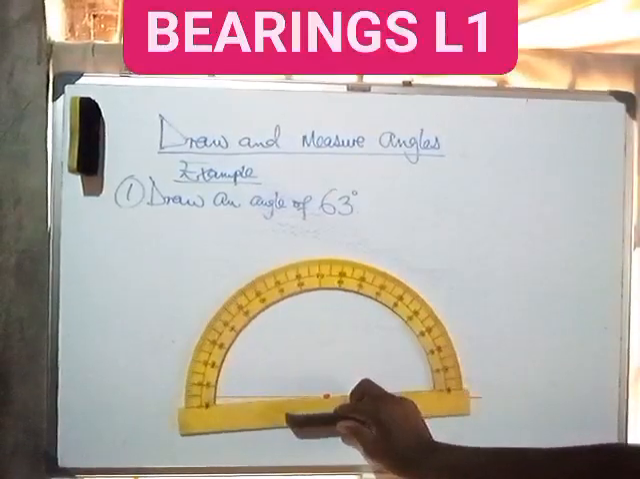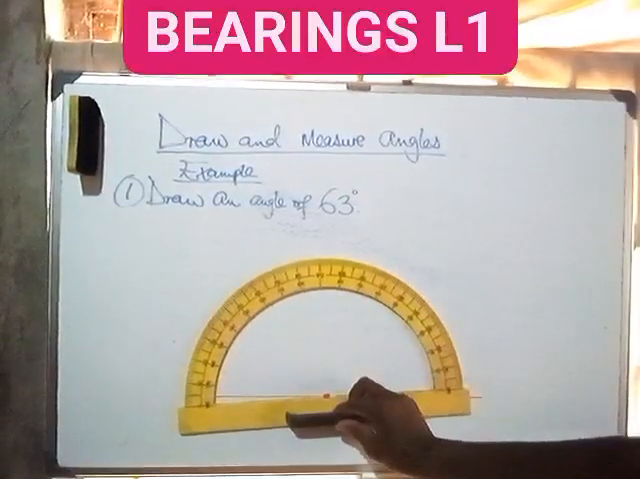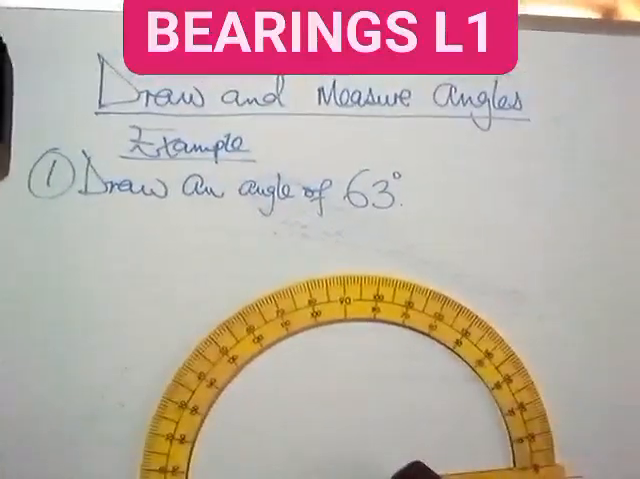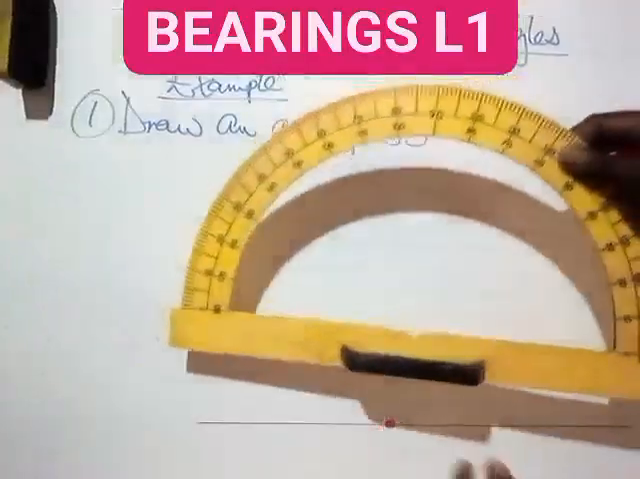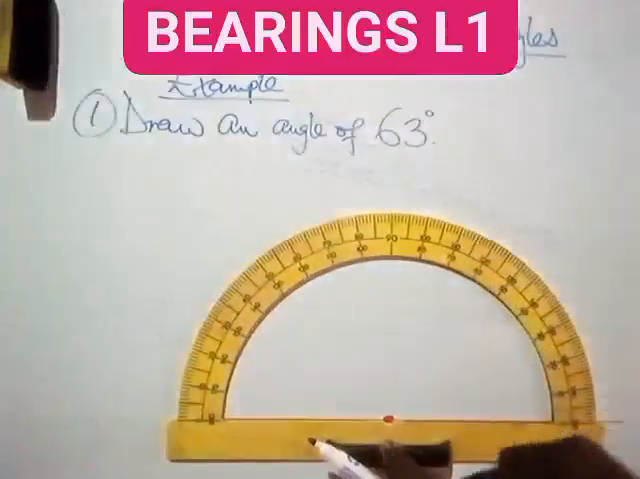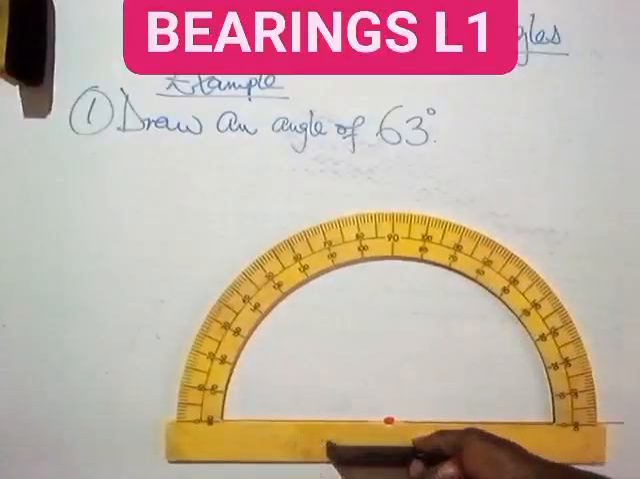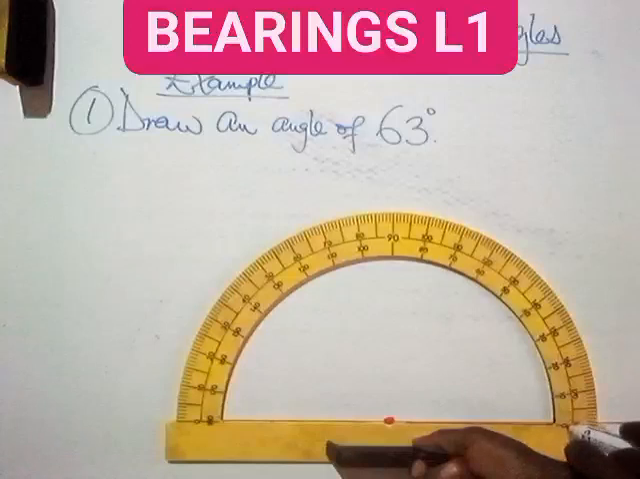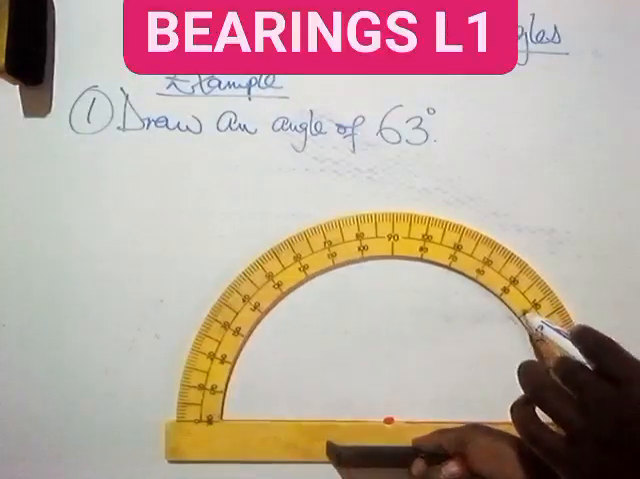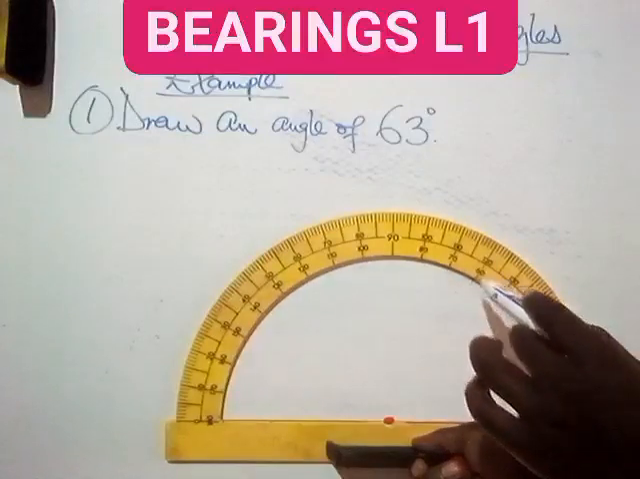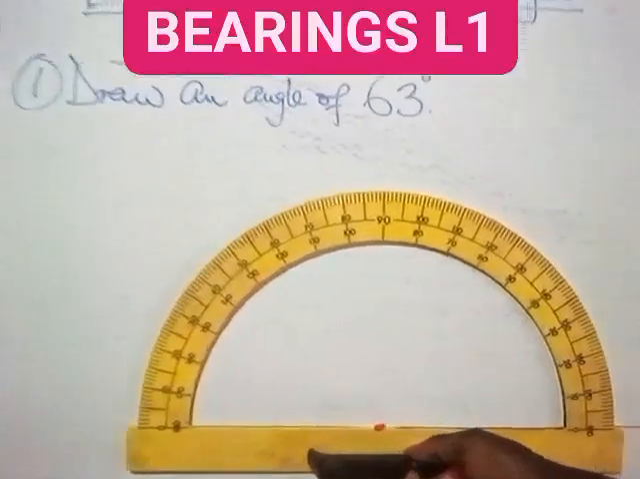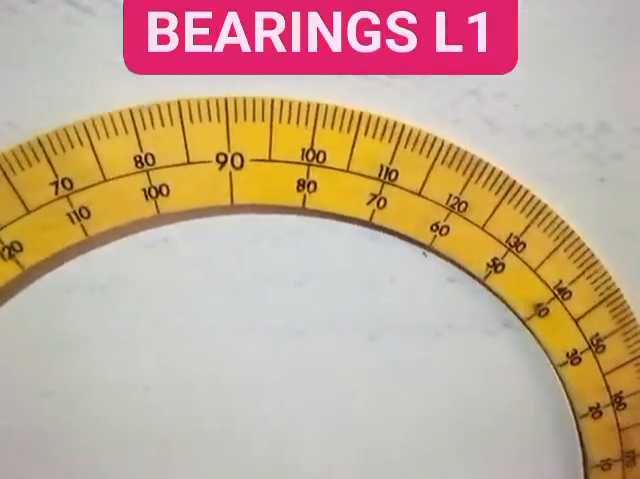By the way, I'm not finding the bearing. I'm just finding the angle. So I put it like this at the center. Then now I'm moving from 0. I'll have my 10 here, my 20, my 30, my 40, my 50, my 60 is here. So that is my 60. I'm sure you are able to see the 60 there.